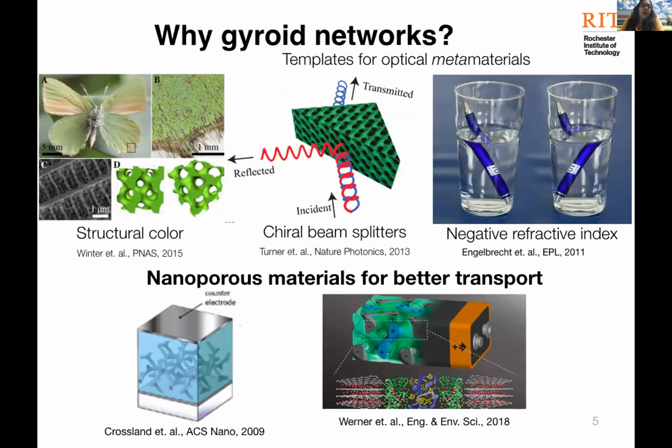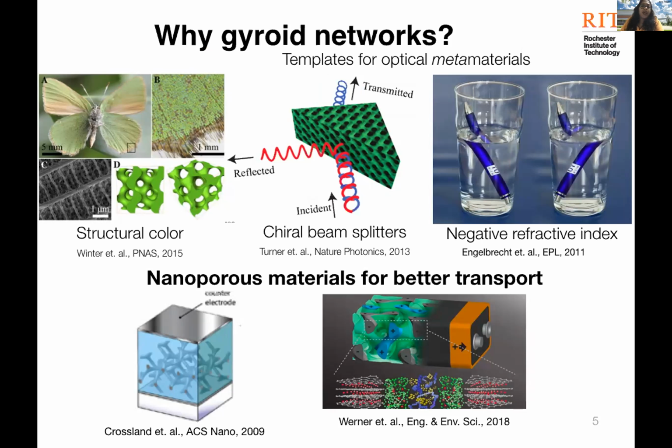And so why do we care about the gyroid networks? Because these have been shown theoretically to have really good optical properties. So in butterfly wing scales, these contribute to structural color. And then you can also design materials which are chiral beam splitters or that have negative refractive index. So this is, again, a very futuristic application, but these materials are also very porous and nano ordered, so you can have really good transport. For example, these are used in solar cells and battery devices in the past.